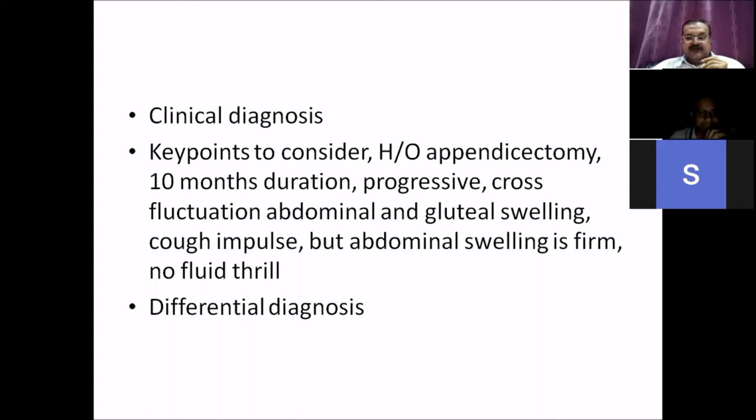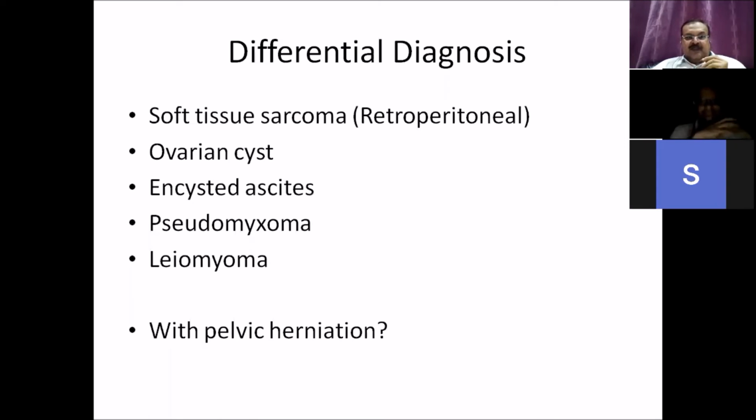What would be the differential diagnosis? Can there be other differentials other than these 2 diagnoses? There could be a large ovarian cyst which can herniate. And cystic ascites is another condition where there will be similar pictures. And leiomyoma with uterine herniation is another situation which can present as an abdominal mass with gluteal or perineal mass. What investigations?